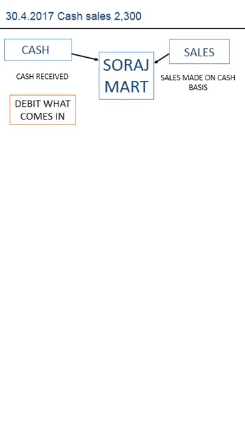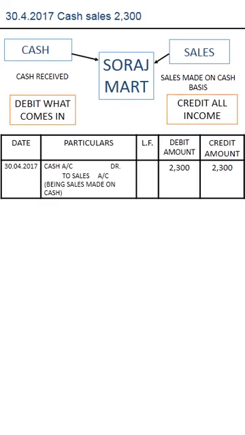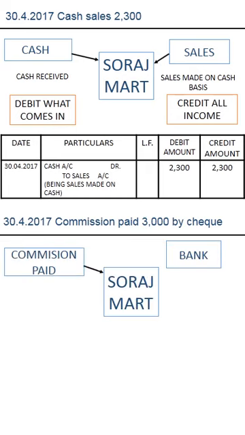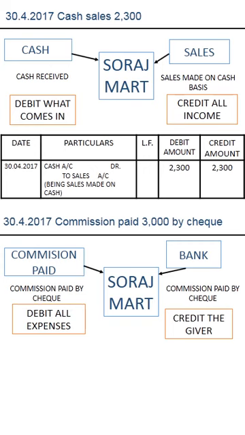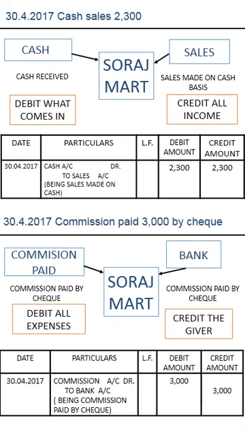The next transaction is cash sales, 2,300. Very simple entry. Cash comes in through sales. Cash account debit to sales account by rupees 2,300. The next entry is commission paid, 3,000 by check. Now you paid commission, that means it's an expense. So commission account debit to bank account by rupees 3,000. So far so clear. Let's see the next.